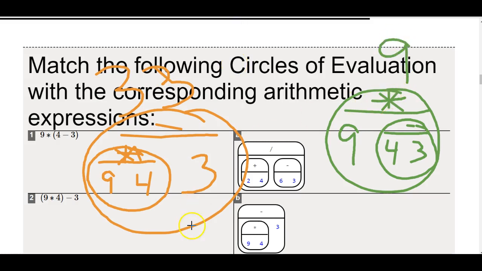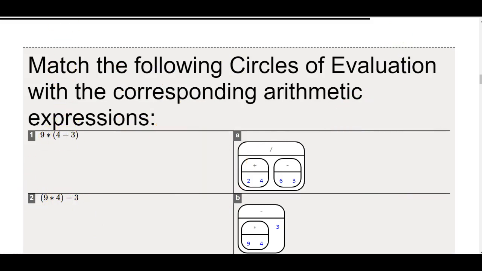So you can see that those parentheses make a huge difference, right? Everybody's clear on that.